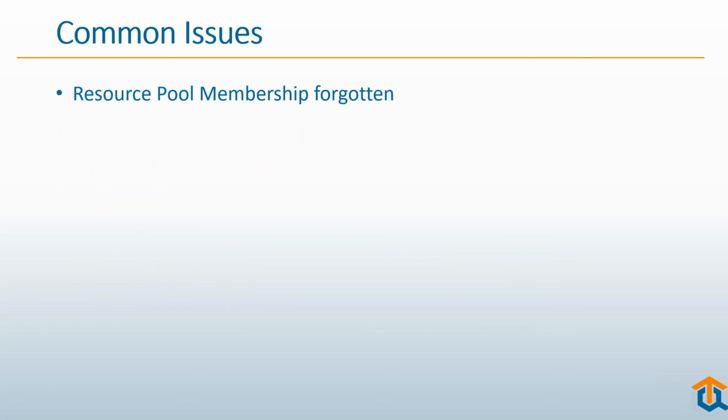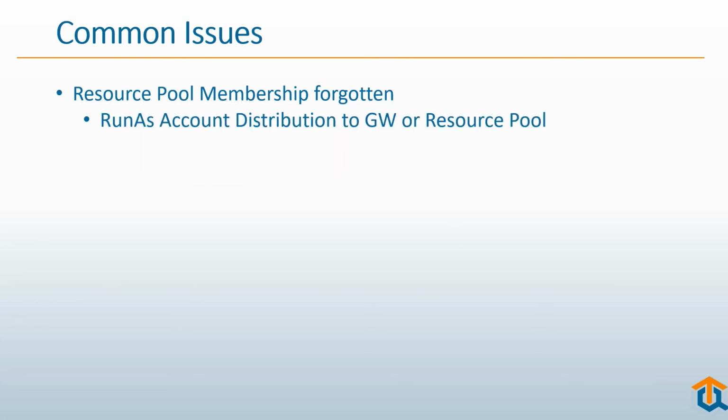So, other common issues. The resource pool. If you install a gateway, we've talked about this before, often it is forgotten to add it to the correct resource pool, especially if you already have one and you are just adding another gateway or another machine to the same pool. You need to add it to the resource pool as well, and make sure that your run as account distribution is going either to the resource pool or to the gateway.